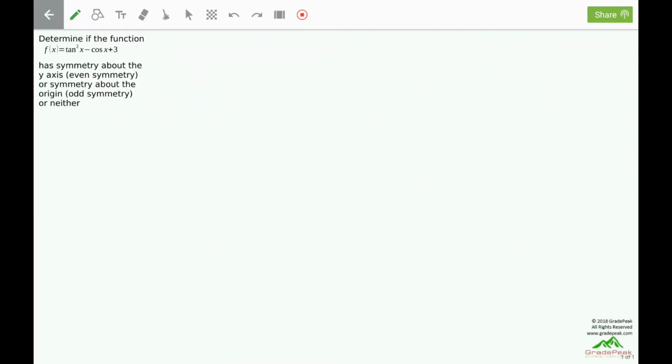Determine if the function f of x equals tangent squared of x minus cosine of x plus 3 has symmetry about the y-axis, also known as even symmetry, or symmetry about the origin, also known as odd symmetry, or neither.